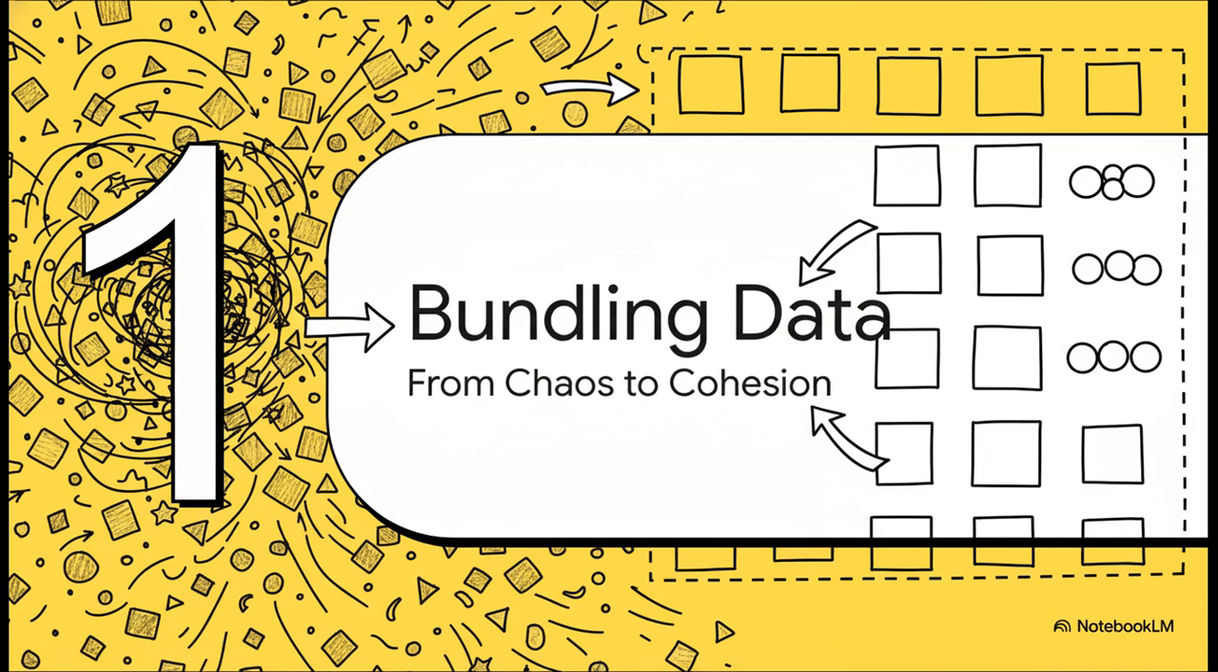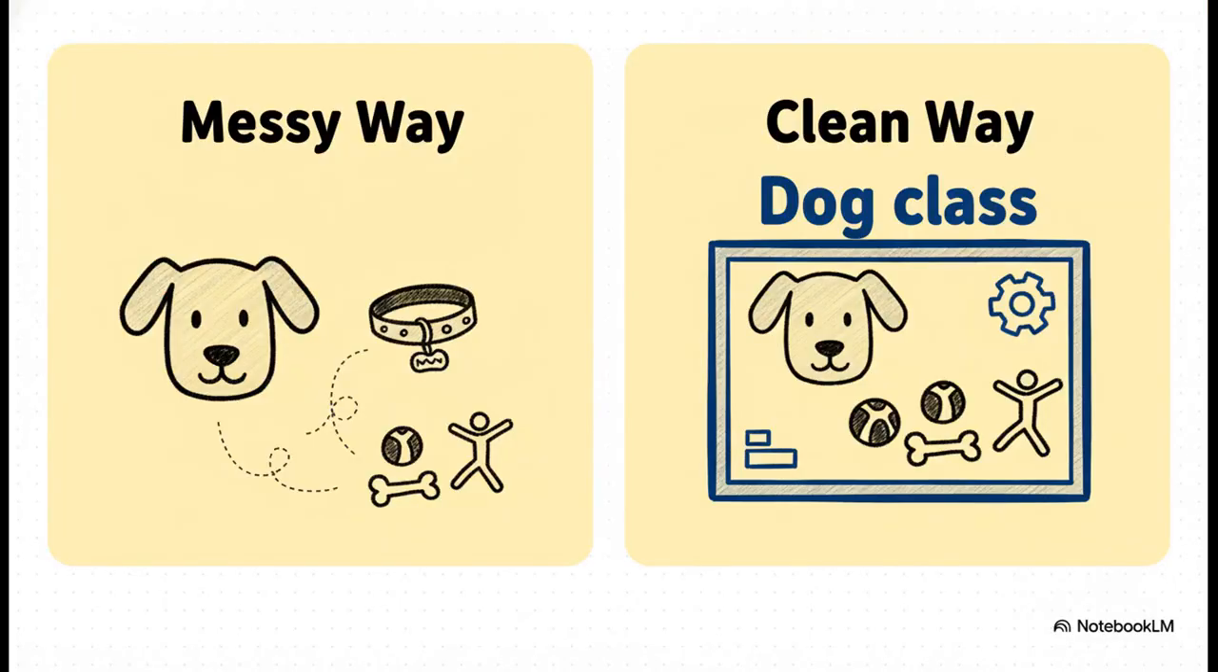Okay, first up, let's tackle the main problem that classes solve so elegantly. It really all boils down to bringing some order to the potential chaos of just having data scattered everywhere. So just imagine you're trying to keep track of a dog's info. The messy way, well, you might have its name in one variable over here and a list of its tricks in another variable over there. Sure, they're related, but in your code, they're just kind of floating around completely separate. A class lets us do this the clean way.